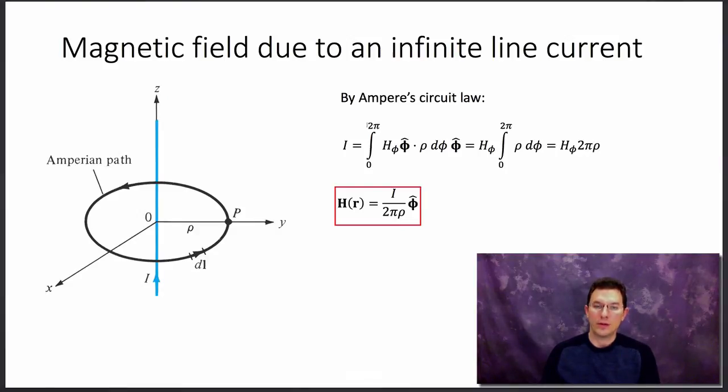We can solve this little equation right here for H sub phi, and it turns out then that our total magnetic field, H sub phi, is going to be capital I divided by 2 pi rho. So the magnetic field is equal to I over 2 pi rho in the phi hat direction. That's it.